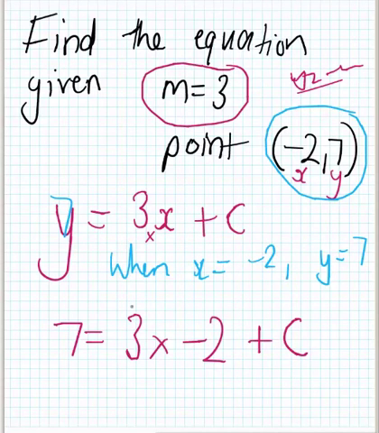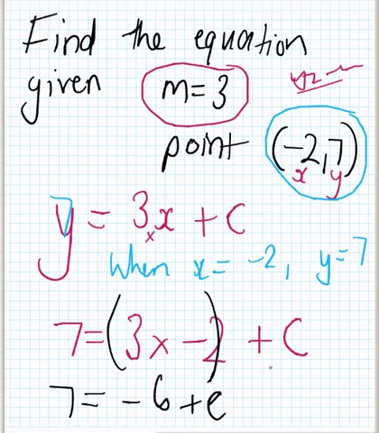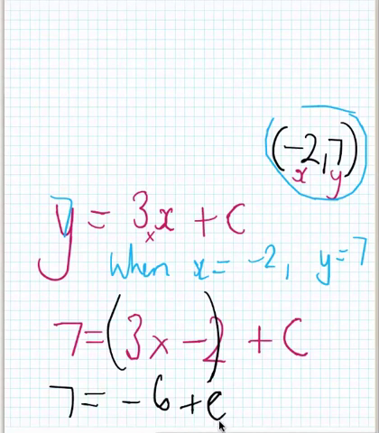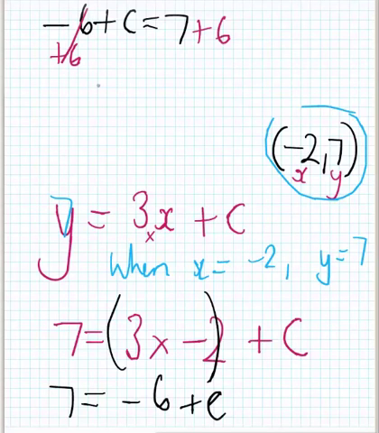We can solve this now. We can do this bit first. What is 3 times negative 2? Well, that's negative 6 plus c. I'll just make some more room at the top. If you don't like having c on this side, I'll just write it like this: minus 6 plus c equals 7. Now all we have to do is solve for c. So we've got negative 6, so we plus 6 on this side, and plus 6. So c will equal 13.